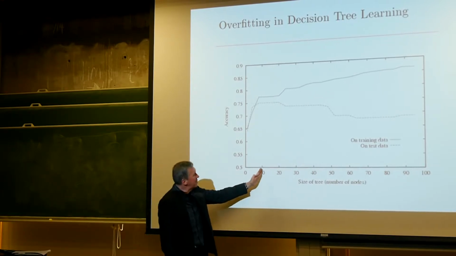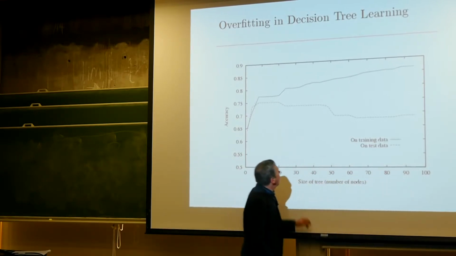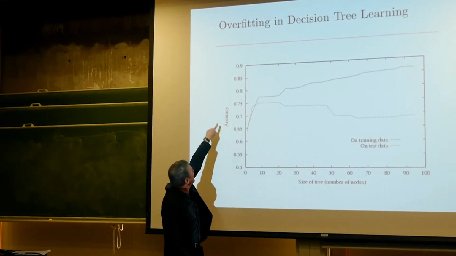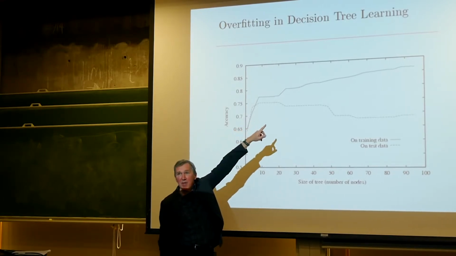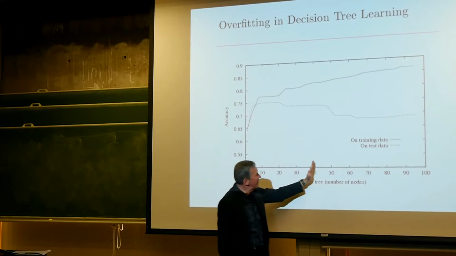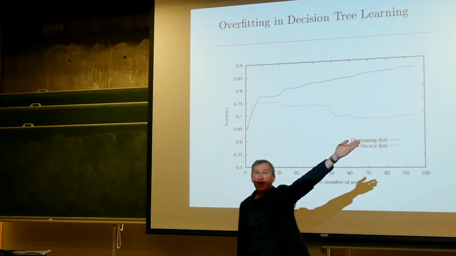And so here we have a short tree. It only had 10 nodes. Here's one with 100. And what you see in these two plots is the accuracy on the training data. That's the top plot. Every time I added new nodes to the tree, of course, it became more accurate on the training set.